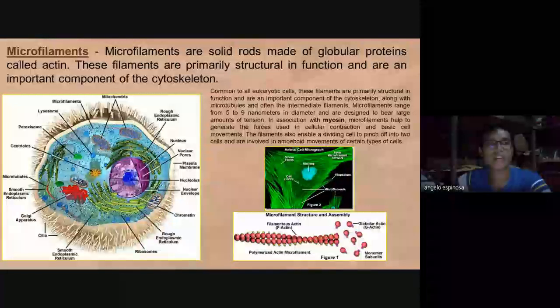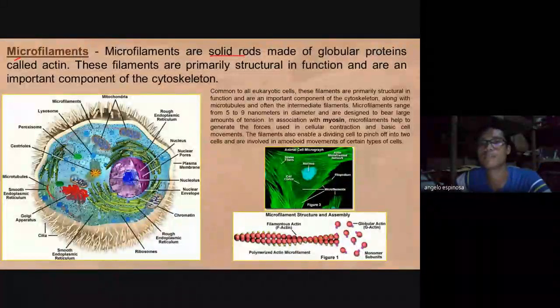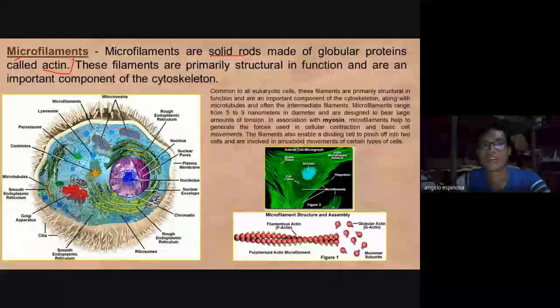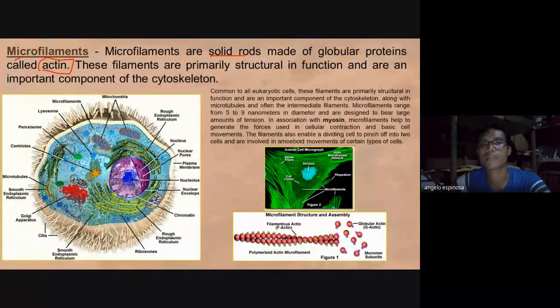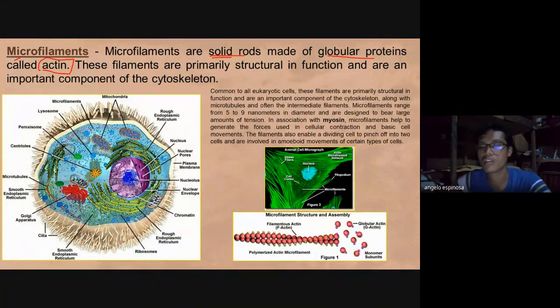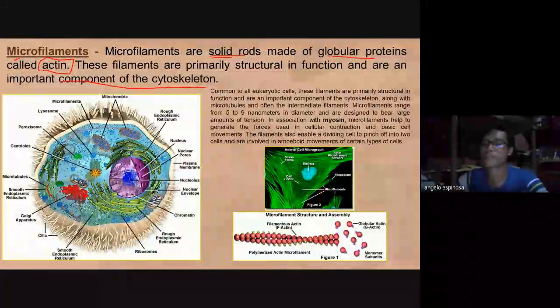And we have microfilaments. Microfilaments are solid rods, made of globular proteins called actin. These filaments are primarily structural in function and are an important component of the cytoskeleton. So very important para maging solid yung cytoskeleton. Very important ang microfilaments.